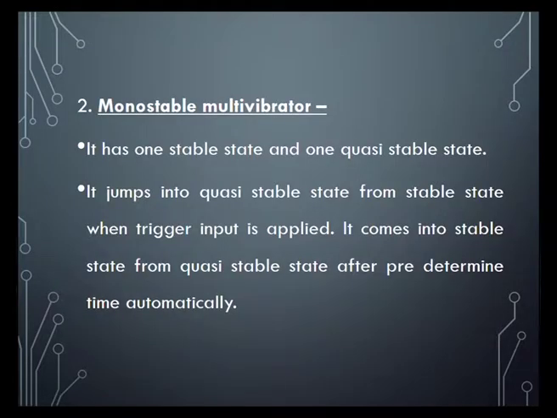Now the monostable multivibrator. A monostable multivibrator has two states, one is a stable state and the other is a quasi state. It has both states, and it jumps from the quasi state to the stable state and from the stable state to the quasi state. Stable state means if it is in the low state, that is the stable state; when it gets a trigger, it jumps to the quasi state and stays there for a predefined period of time, and then it jumps back to the stable state, that is the low state. So, this is how a monostable multivibrator works.